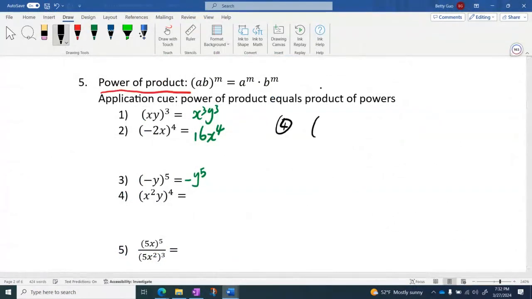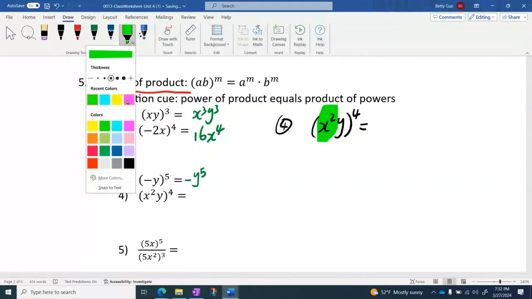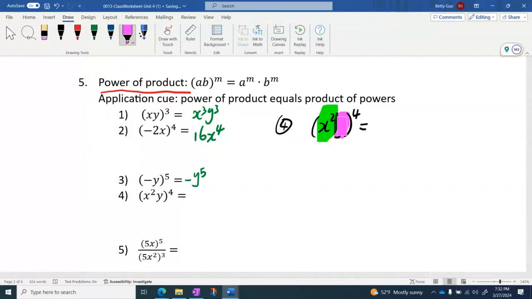So number 4, we have x squared times y to the power of 4. The first method is to use the formula, knowing that we are looking at a power of a product. The product has 2 factors. The first factor is the green, the second factor is the pink. So by the power of product formula, power of product equals product of powers, we have that equal to the green, x squared as a whole thing, to the power of 4, times the pink, y to the power of 4.